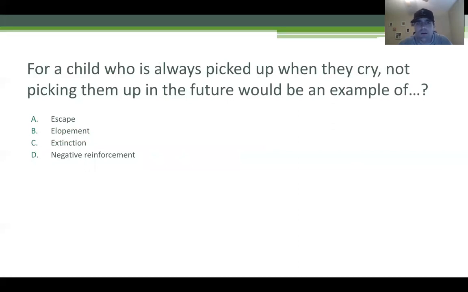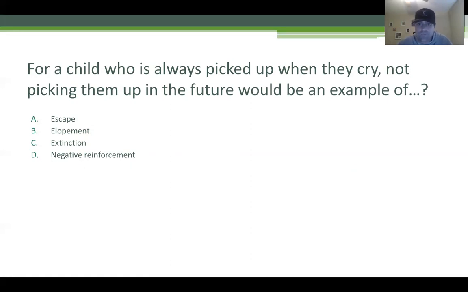Was that escape? Well, think about who the learner is or what behavior we're looking at. We're looking at the behavior of, let's assume, the parent. A parent picking up a child to stop crying, that's actually a form of escape by the parent, right? They're trying to escape the crying. If they're not picking them up, are they escaping? No, right? It's the opposite. They're not escaping. So it's not elopement. There's no elopement going on, right? There's nobody running away. Again, like we just said, there's no escape, so it can't be B.